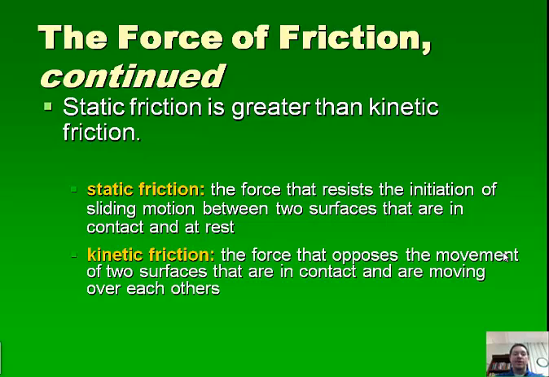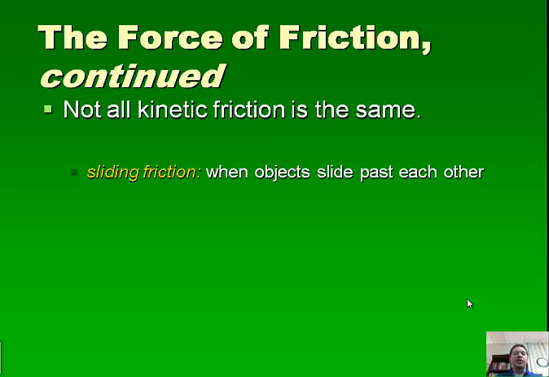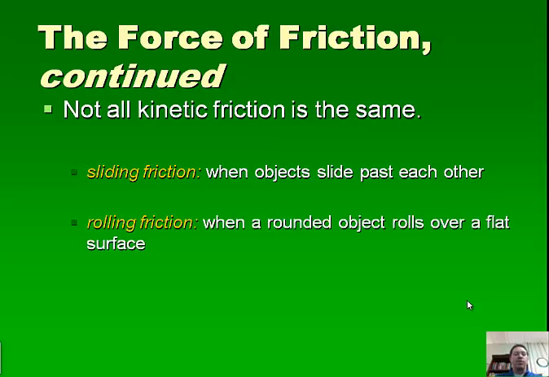Whereas kinetic friction is the force that opposes the movement of two surfaces that are in contact and are moving over each other. So if I were then to push that book across the table, then I would have an example of kinetic friction. We can subdivide or further break down kinetic friction into different categories. We've got sliding friction and rolling friction. Again, these are just examples of kinetic or moving friction.